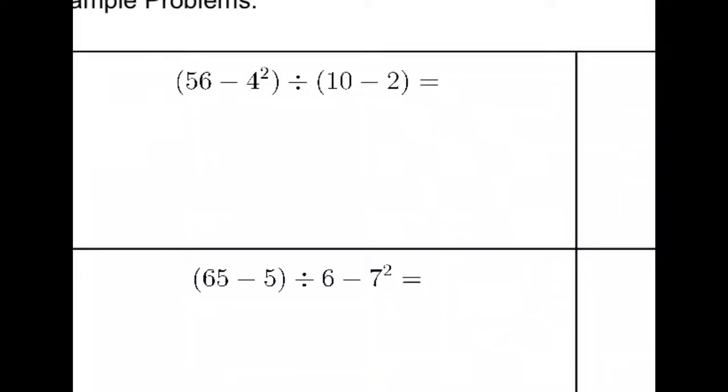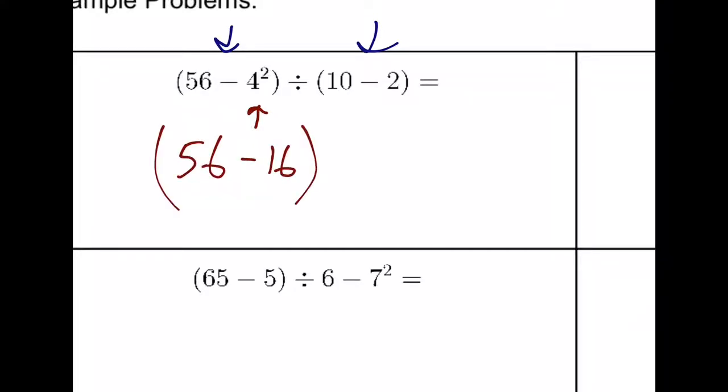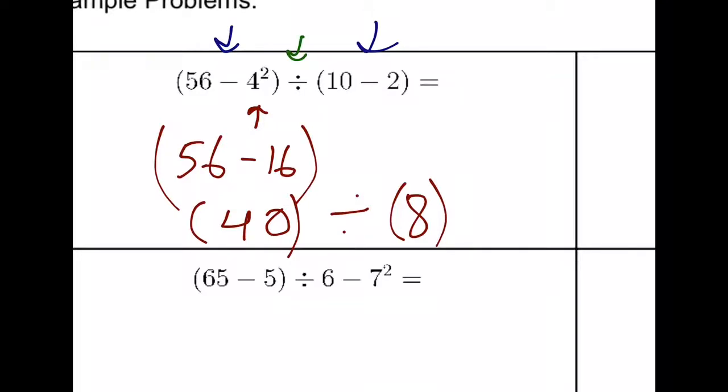First up, we would handle what's inside of the parentheses. So this area and this area would happen first. Now, within the parentheses, we follow the order of operations as well. So for example, first we're going to take 4 squared, and this will give us 56 minus 16. And that is just 40. And on the right here, 10 minus 2 is just 8. Now that we've handled what's inside of the parentheses, then we take the next step, which is to divide. 40 divided by 8 gives us 5.